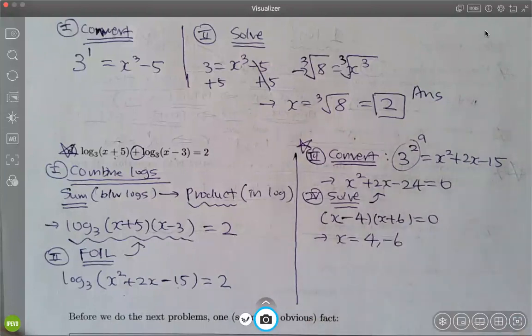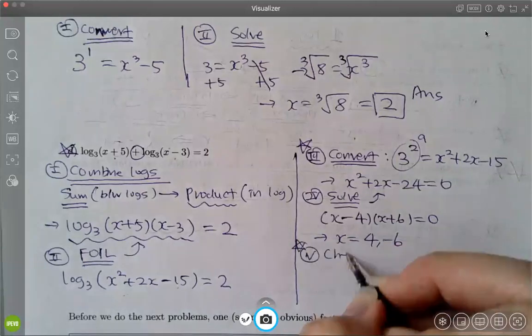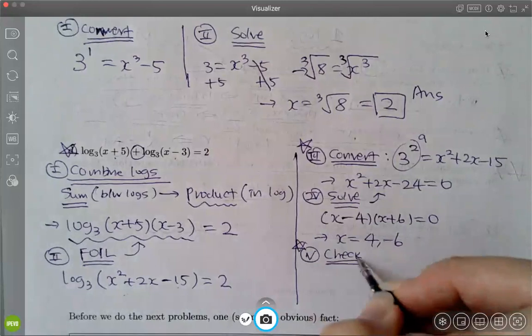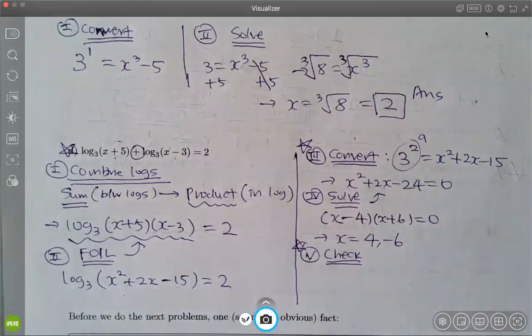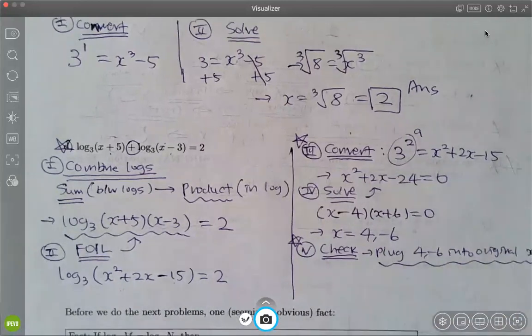Now, are we done? No, not this time, right? Because why? We didn't get one number for x. So what do we have to do? Check, right? So you must check. And remember, how do you check? You plug 4 and negative 6 into the original equation. Okay, plug in 4 and negative 6 into the original x.